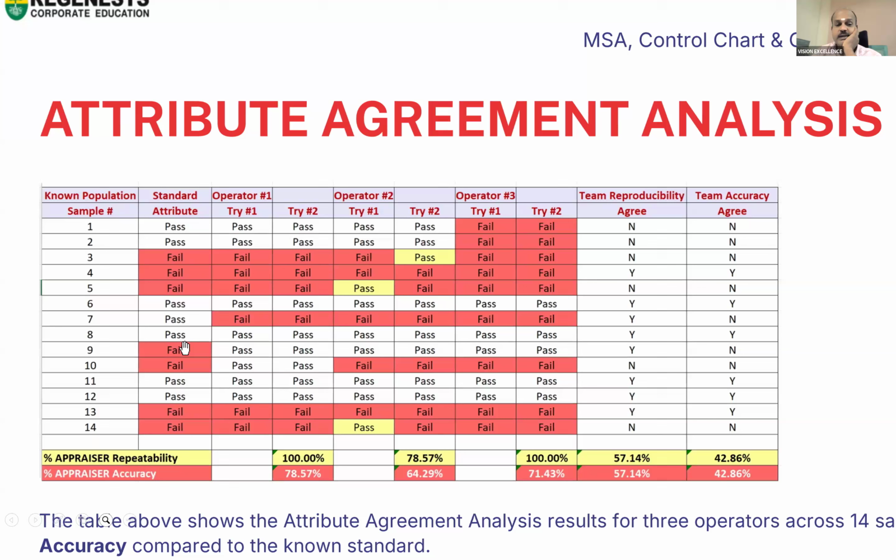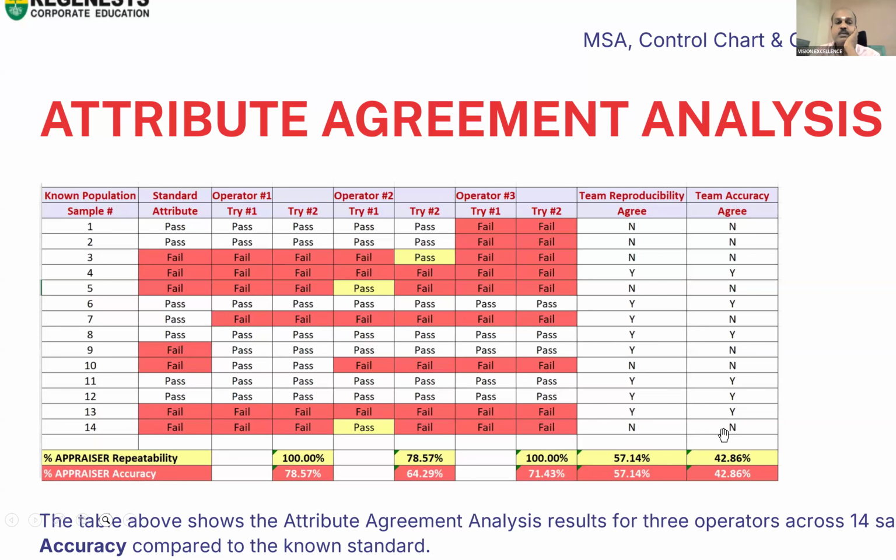And part number 9, right? 9, pass, and everybody says pass. So there is reproducibility, there is also accuracy. Part number 10, fail, but there is pass and fail coming. There is no reproducibility, there is no accuracy. Part number 11, there is reproducibility, there is accuracy. 12, there is reproducibility, there is accuracy. 13, there is reproducibility, there is accuracy. 14, because of this element, there is no reproducibility, there is no accuracy.